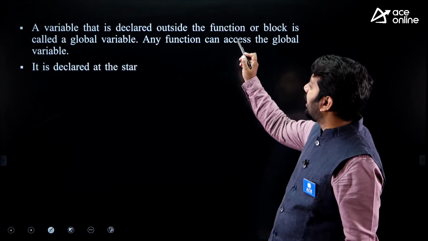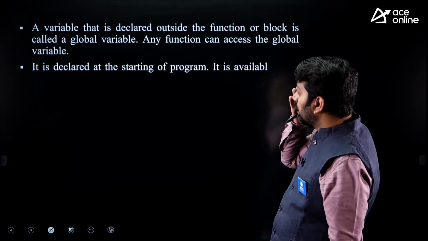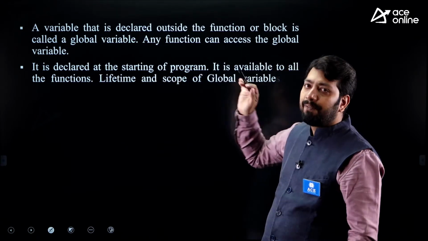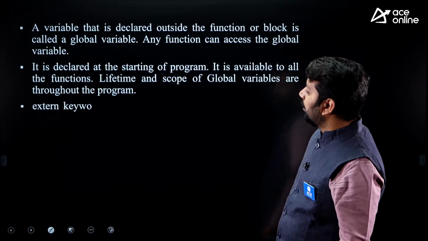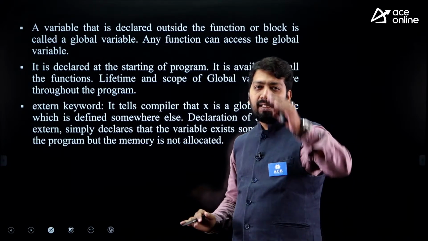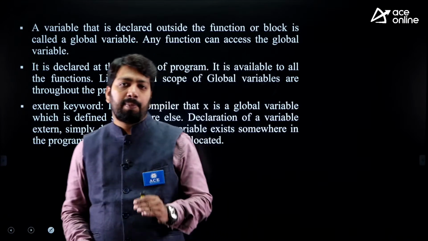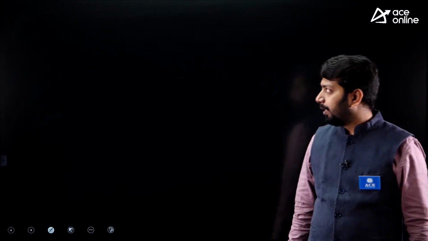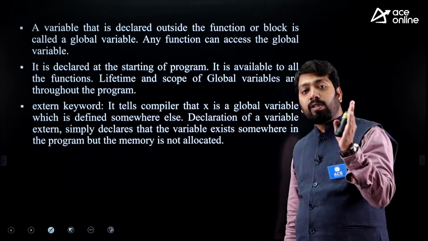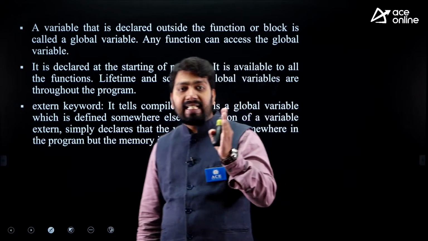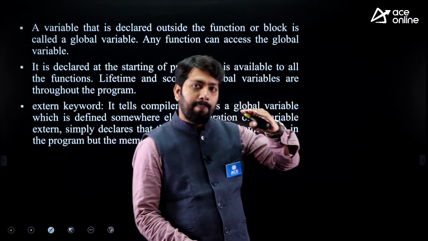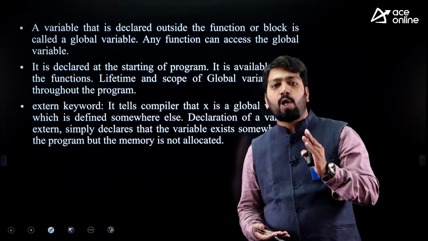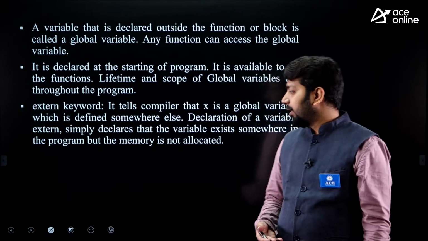A variable that is declared outside the function or a block is called a global variable. Any function can access the global variable. Any of the functions in the program can access the global variable. Life of the global variable is throughout the program. Scope of the global variable is throughout the program. You can pause the video and read all those statements. Fine. There are many questions based on the static variable. Static variable life is throughout the program, but scope is within the function. That means it cannot be accessed by any other function.